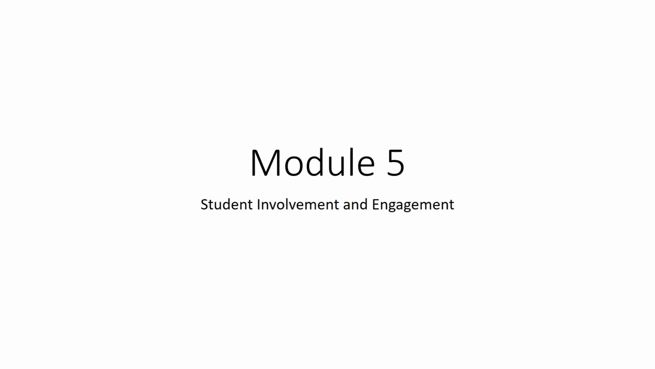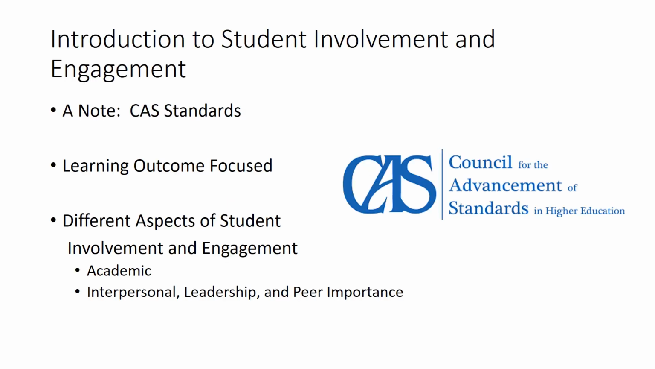This week's module, Module 5, will discuss student involvement and engagement. An important note I wanted to make sure you had was regarding CAS standards. CAS stands for the Council for the Advancement of Standards in Higher Education, and this is a group of higher education professionals that meet and put out what is kind of a universally accepted book of best practices and learning outcomes for different areas of higher education, including and especially student affairs.